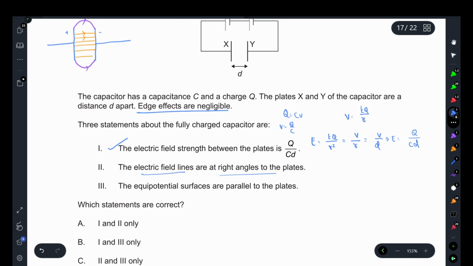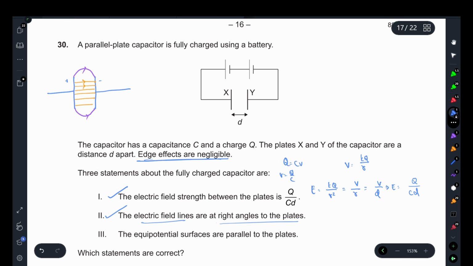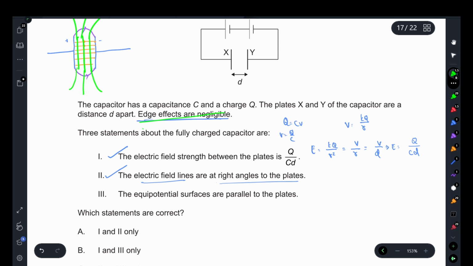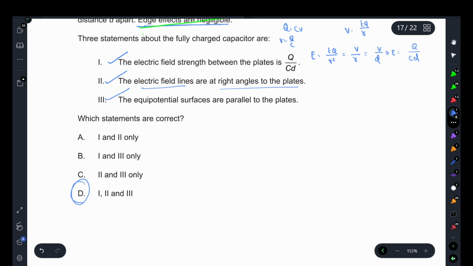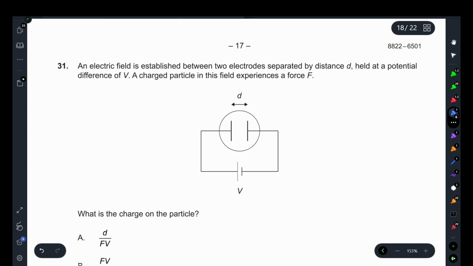Up next, electric field lines are at right angles to the plates. Like I said here, these field lines are at right angles to the plates. Only because of the edge effects would they not be, but because we are ignoring them, statement number 2 is also correct. Next, we're looking at the equipotential lines. Generally within the capacitor, the equipotential lines are straight. But as you go out, they follow these edge effects into curved paths. Because we are ignoring edge effects, equipotential lines are parallel to the surface. This means that option D is correct, where 1, 2, and 3 are all true. Question number 30, option D is the right answer.